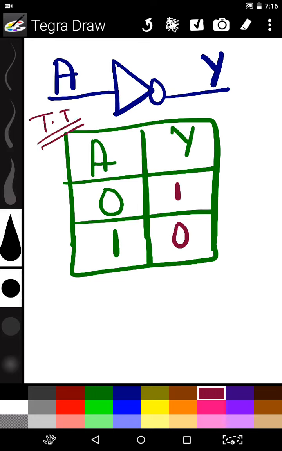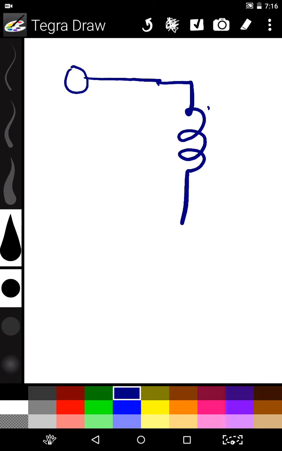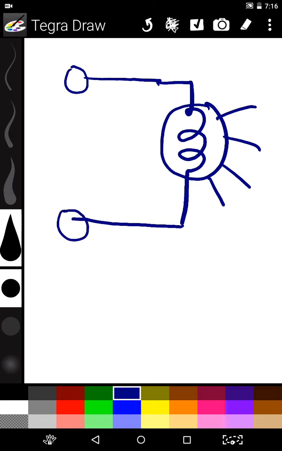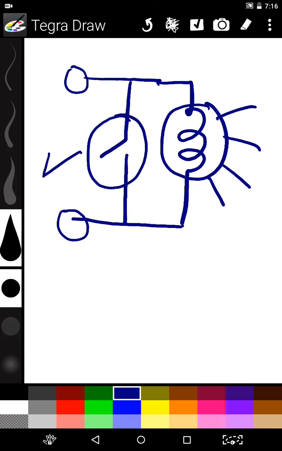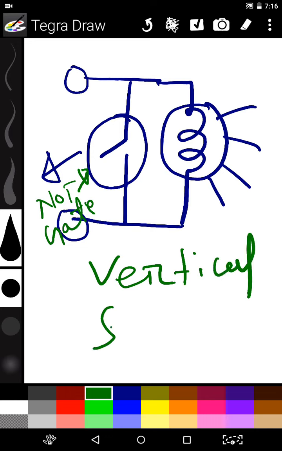Now the switch representation of the NOT gate. The switch representation of the NOT gate is like this: a vertical switch is connected. This is the coil, which generates light. This is the NOT gate representation in switch format. This is a vertical switch, and this one acts as a NOT gate.